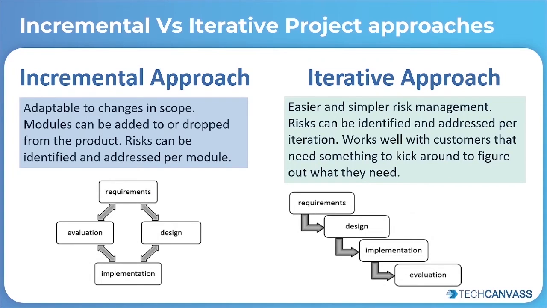With the incremental approach, adaptability to changes in scope is an easier task. The modules can be added to or dropped from the product. Risk can be identified and addressed per module. While in iterative approach, it is easier and simpler risk management. Risk can be identified and addressed per iteration. It works well with customers that need something to kick around to figure out what they need.